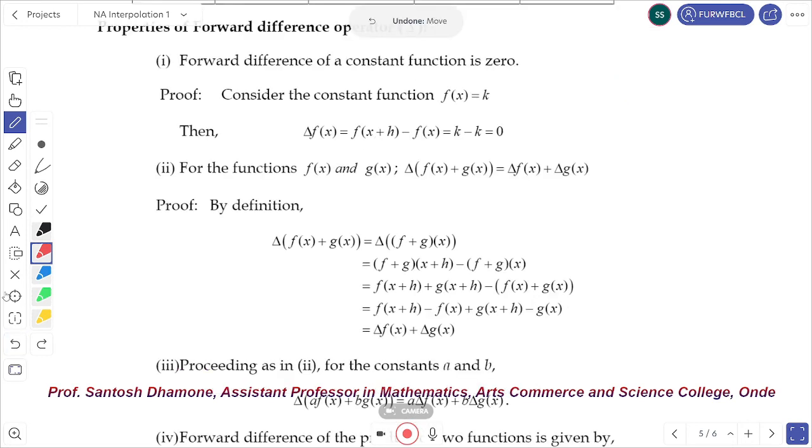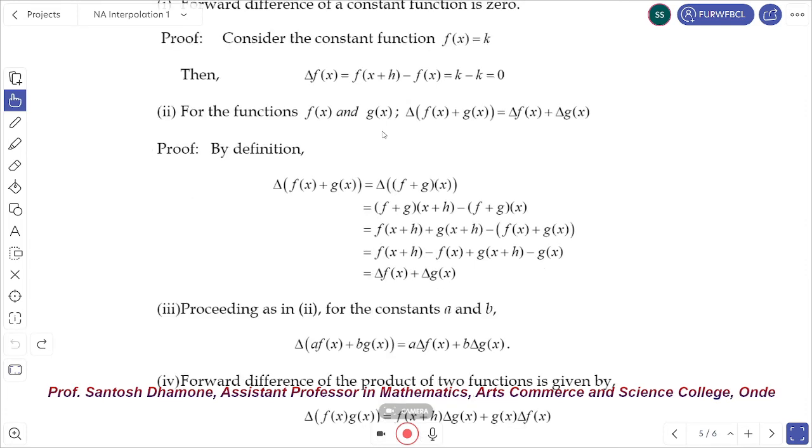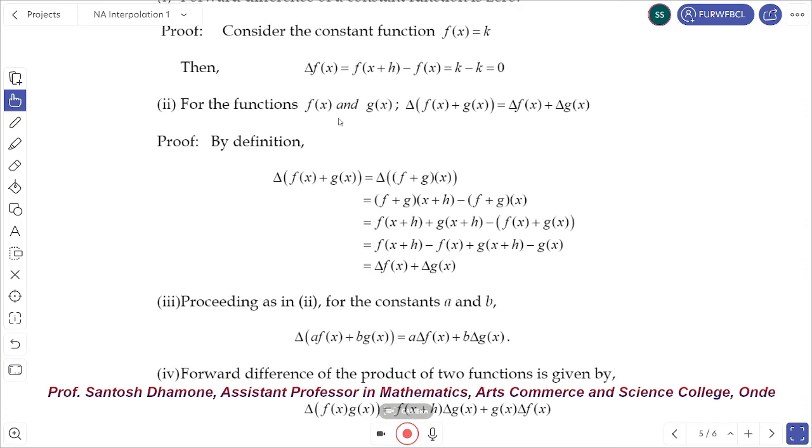Second property: for the functions f of x and g of x, delta of f of x plus g of x is the same as delta f of x plus delta g of x. By definition, delta of f of x is equal to f of x plus h minus f of x. Using this definition, consider the LHS.